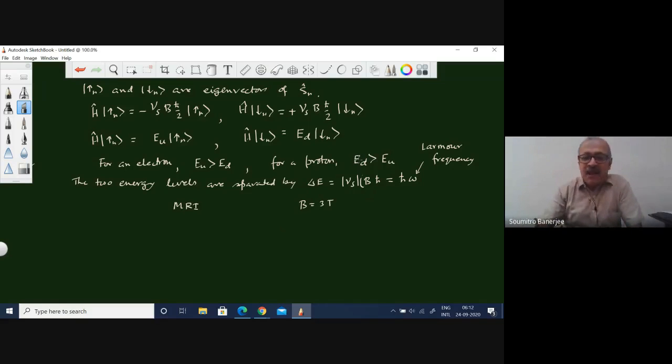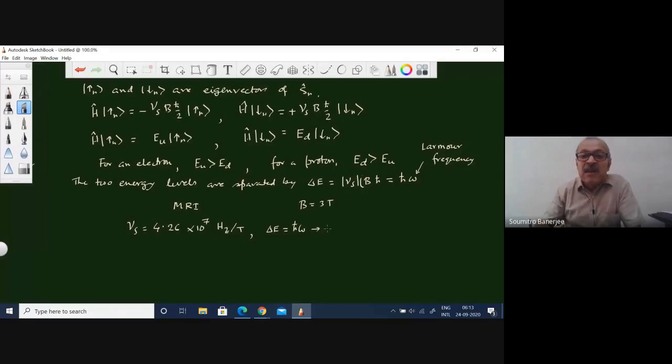Okay. If you want to do a quick calculation for the proton, gamma S is around 4.26 into 10 to the power 7 hertz per Tesla. And B is say 3 Tesla. In that case, the delta E is the h cross omega. This is the required energy of the photons.